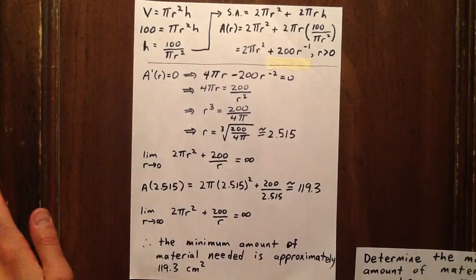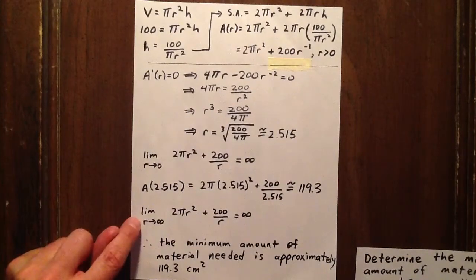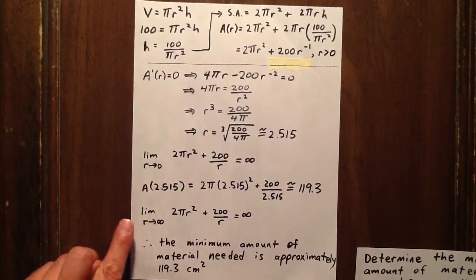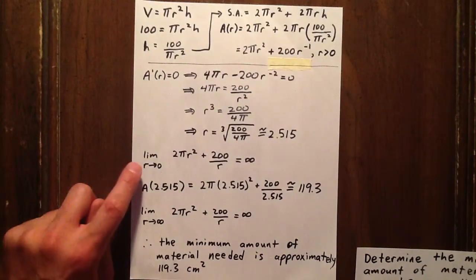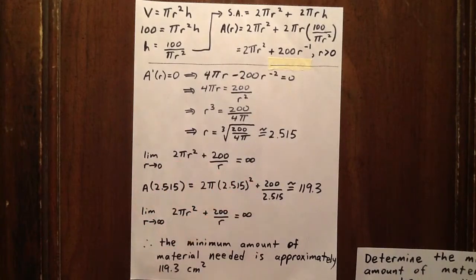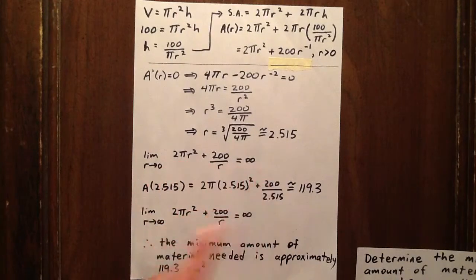Now, theoretically, the radius of the can could be infinitely small, and theoretically it could also be infinitely large and still have a volume of 100. It could just be really, really flat. So we take the limit as r goes to 0 of our surface area expression, and that's infinity.